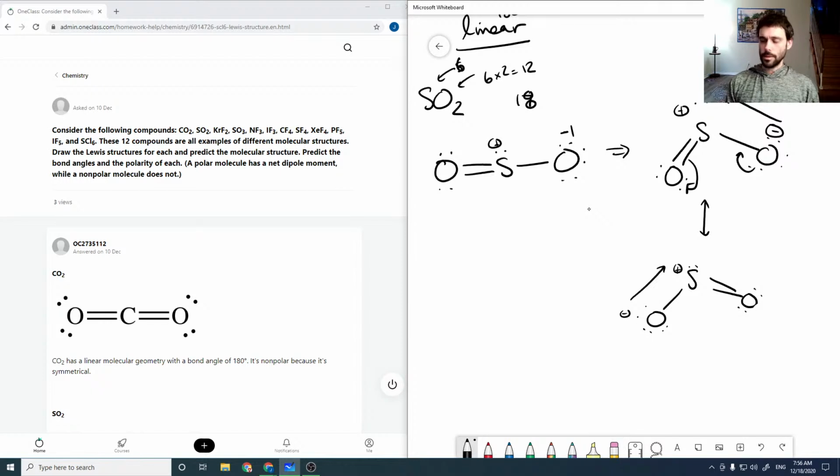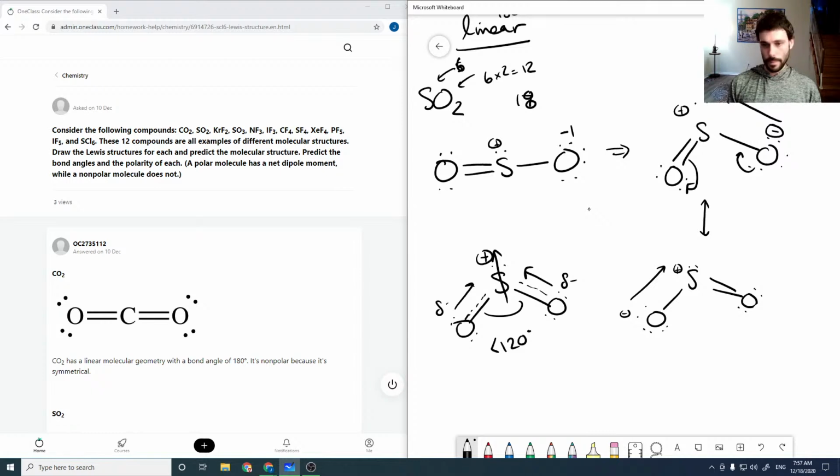And if you recall, a resonance structure doesn't mean that it bounces back and forth between the two, but it's actually a superposition or an average of the two structures, meaning that the real structure is something more like this. With partial negative charges on these two and a definite positive charge on the sulfur, meaning we have dipoles in these directions and so a net dipole in this direction. And because of the lone pair, this bond angle will be less than 120 degrees. The molecular structure is bent and it will be polar.